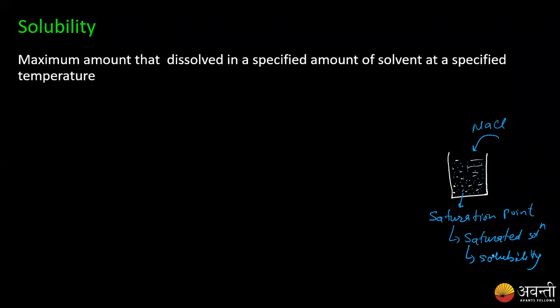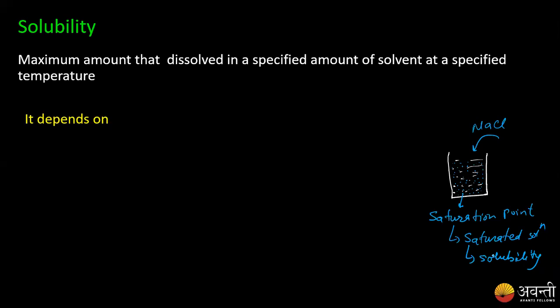Clear? And if the amount dissolved is less than the solubility, then our solution will be an unsaturated solution. And if the amount which we are dissolving is more than the solubility, then precipitation will start. Solute particles will start separating out of the solution. Is that clear? Okay, then cool, very good.